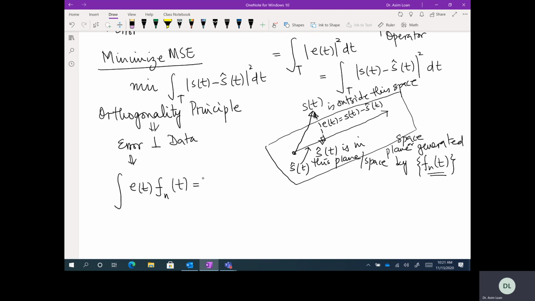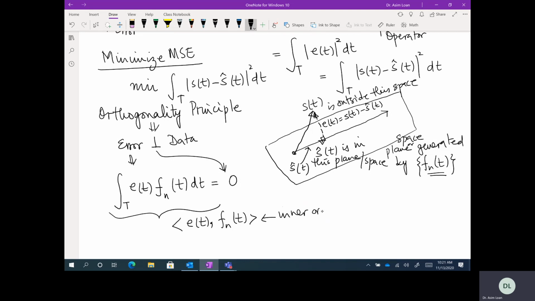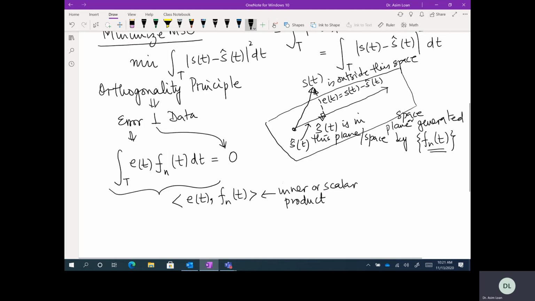Is orthogonal to data, which simply means their inner product is 0. So orthogonality implies that this is 0, and this is the definition of the inner product of e of t and f n of t. Inner, or the scalar product, if you recall from your linear algebra course, it's one and the same thing. It's the inner or scalar product of functions. Okay, if this is true, let's plug in the values.